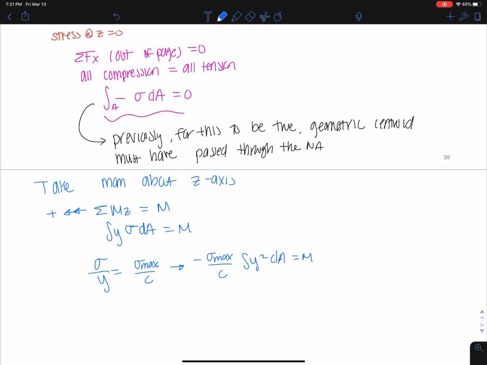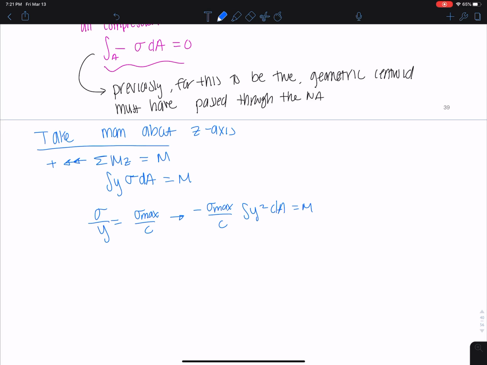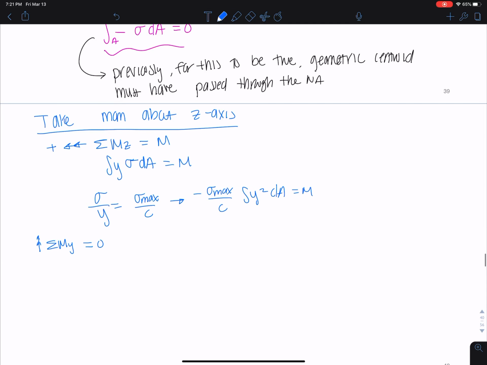But now we want to check, what about moment about the y-axis? Because now we have this moment arm. We're taking this little differential element. So this is moment about the z-axis. What about the sum of moment about the y-axis? Okay, we have no moment applied in the y. This is uniaxial bending, right? Single axis bending.